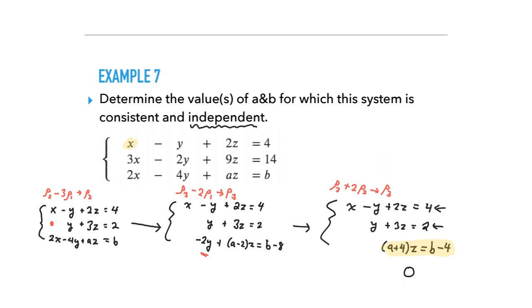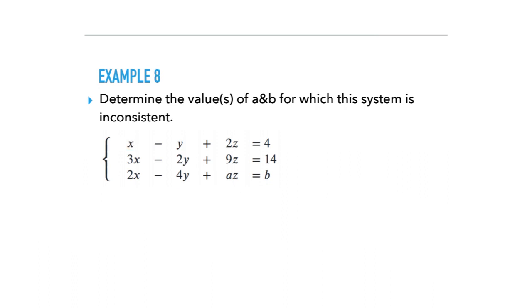So to answer the question, the value or values of a and b for which this system is consistent and independent is most values. The only ones that don't work, so we can have any a and b with the exception of a equal to negative 4. B can actually be anything it wants, but A can't be negative 4. A can be almost anything it wants, just not negative 4.